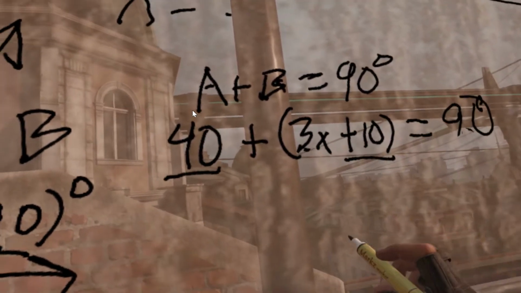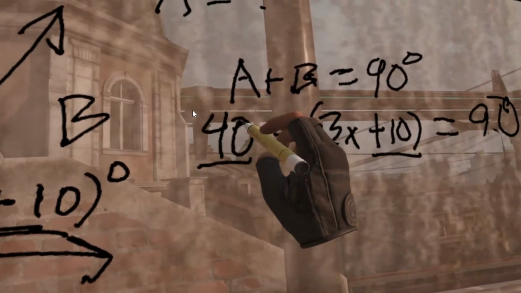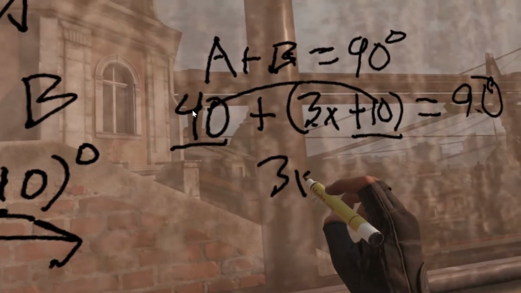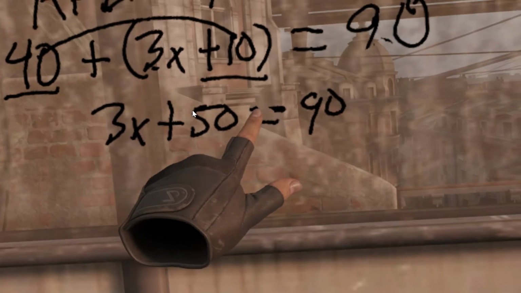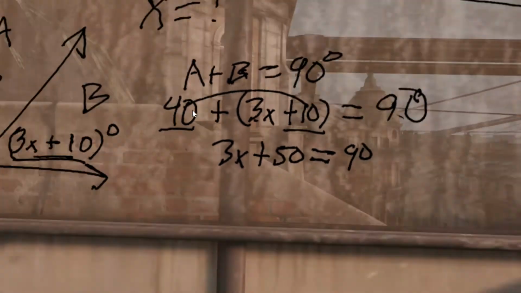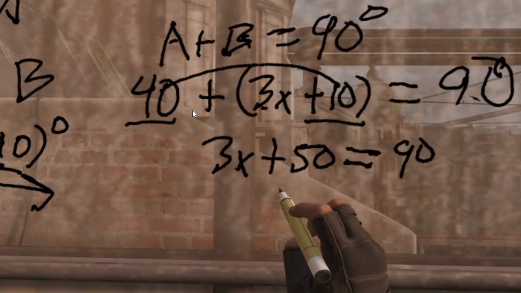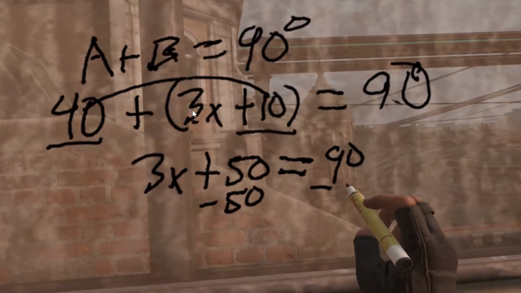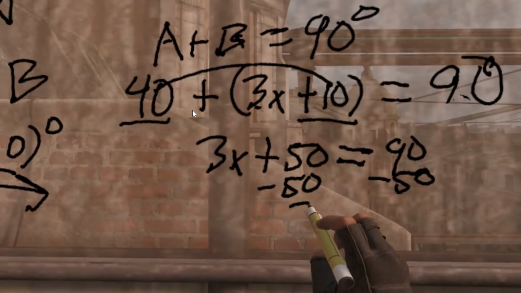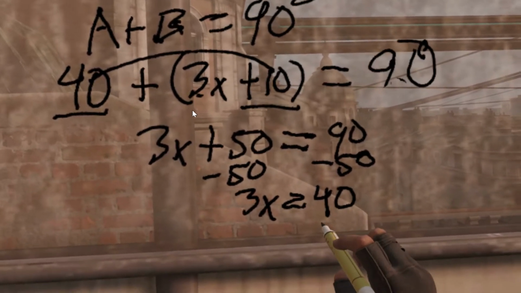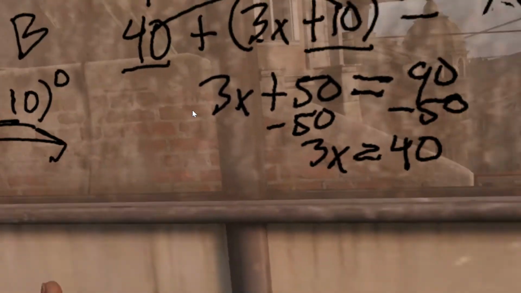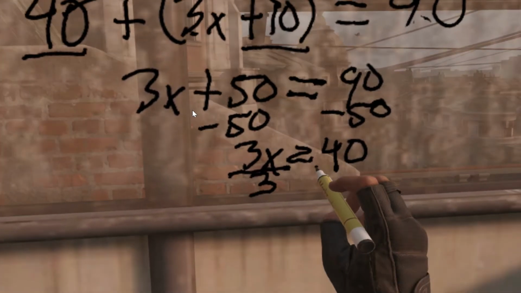Okay, let's move down. So first, let's combine like terms. 40 plus positive 10 is going to make 50. So I can just plop those together to get 3X plus 50 equals 90. I want to move this 50 over, so minus 50 from this side, minus 50 from this side. This is really similar to what we were doing last week. To get 3X equals 90 minus 50, which is 40. And I have three X's, but I want one of them. So divide this side by 3, and divide this side by 3.